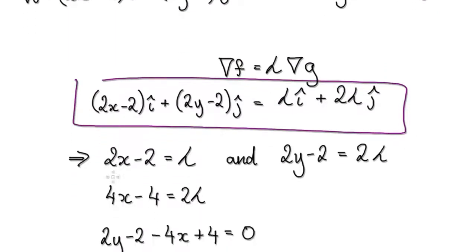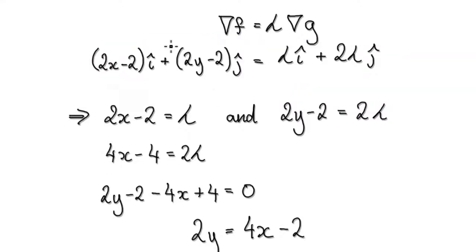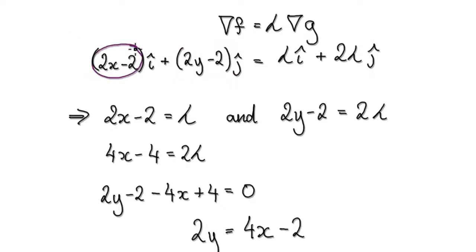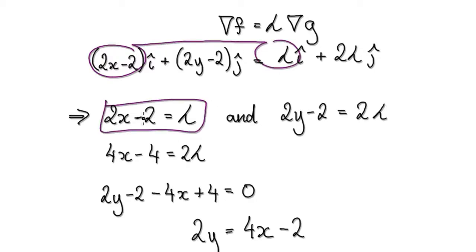So when you get to this stage, you're really looking for x, y, and lambda in such a way that this thing here will be the same as this thing here. Well, let's simplify this. That's the same as us saying that this thing must be the same as this thing. So if you look at the i component, it must be the same. So that would imply that this is true.